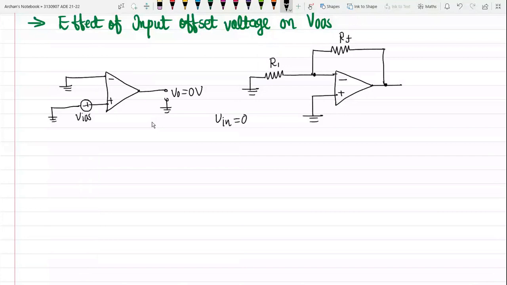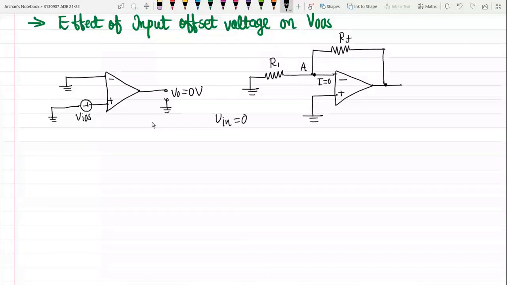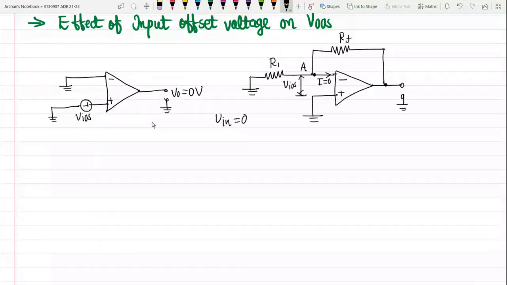Now what will happen? See, consider this as a point. Ideally, the current to the input terminal must be equal to 0. Okay, and here we are applying input offset voltage, and at the output terminal we are measuring the output voltage V0. Okay, so here you can see, if I talk about this non-inverting terminal, right? The non-inverting terminal is connected to ground. Okay, so basically it is at 0 potential, right?